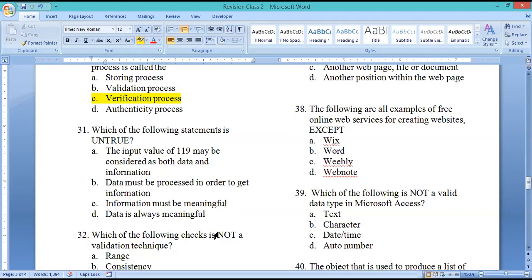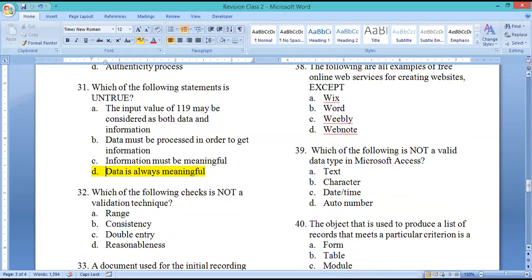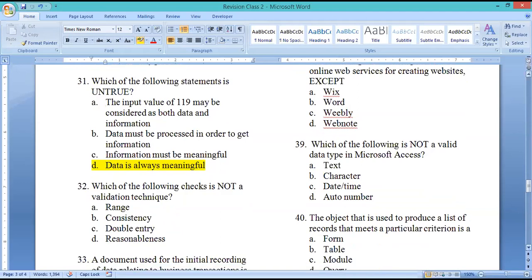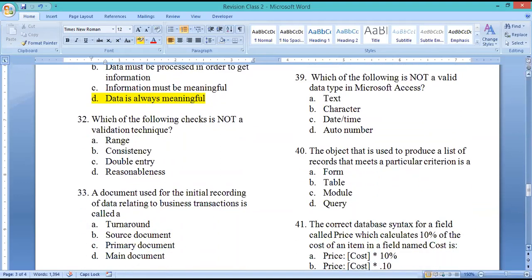D. Data is always meaningful. Good. Why is that not true? Because data isn't meaningful. Exactly. So data is not meaningful. Data is unprocessed. It doesn't make any sense as is. So that could not be true.